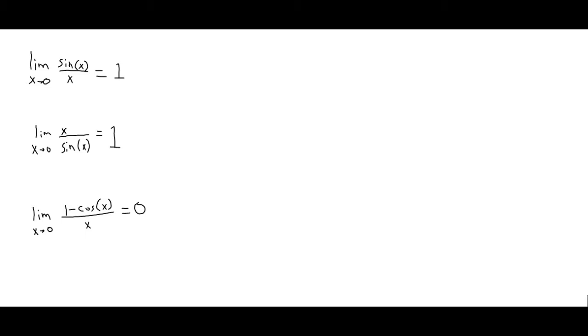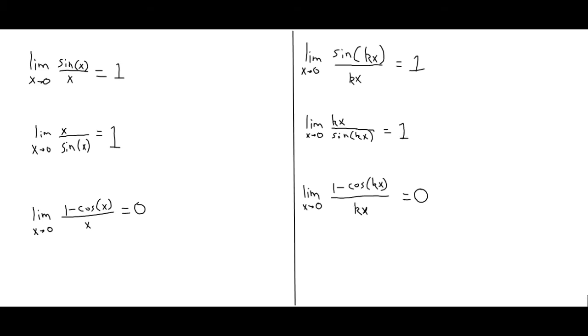Again, this is the way that your textbook likely has them written, but I like to have them written this way. I like to have k's in front of my x's, which are just constants. So the limit as x approaches 0 of sine of kx divided by kx equals 1, and the limit as x approaches 0 of kx divided by sine of kx equals 1, and then finally the limit as x approaches 0 of 1 minus cosine of kx divided by kx equals 0. What's important to note about these is that the coefficients in front of the x's are the same. That is really the only condition for these formulas to be true.